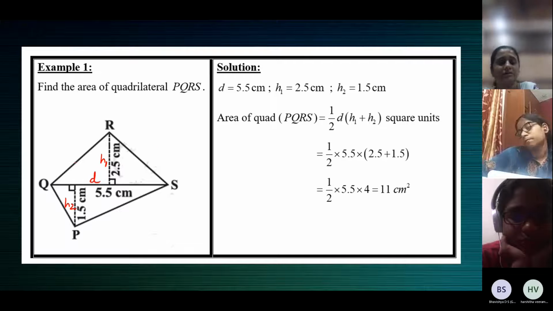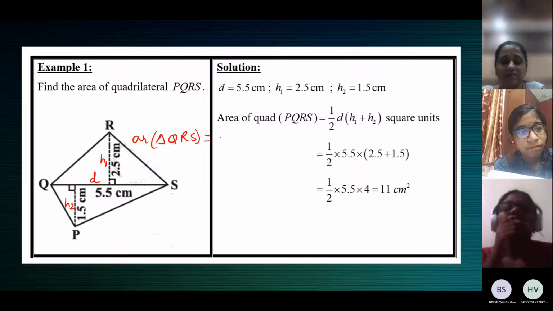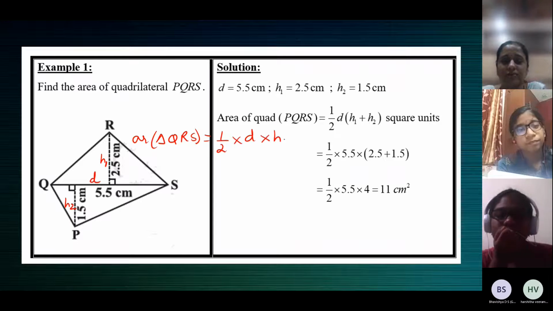Now tell me, in terms of D, H1 and H2, what is the area of triangle QRS? Half base into height, right? So half into D into H1, correct? Half D into H1. Half base into height. What is the area of triangle QPS?